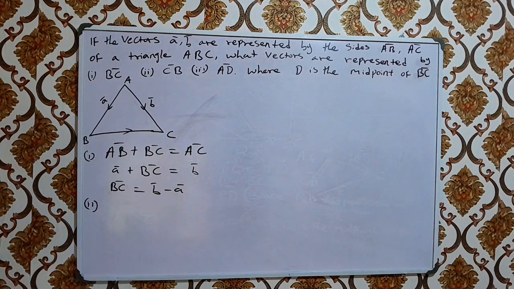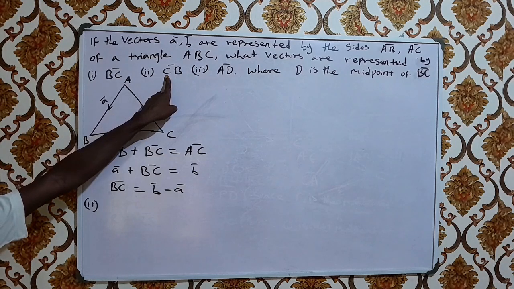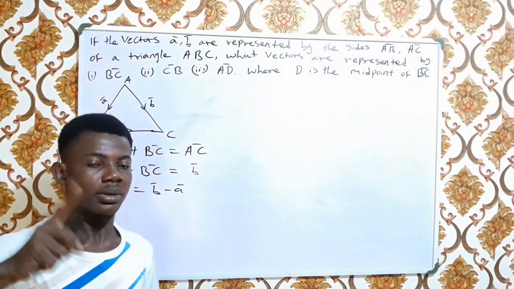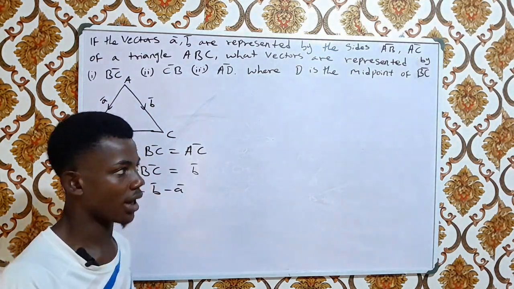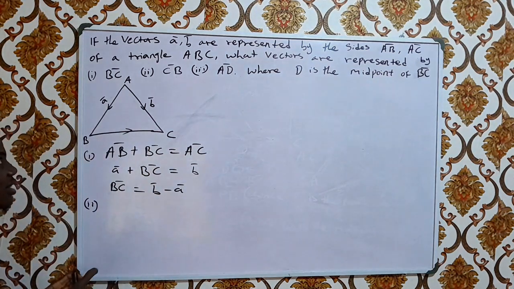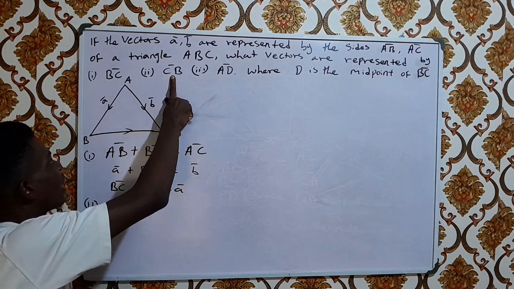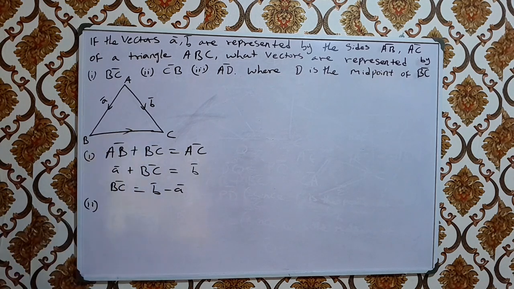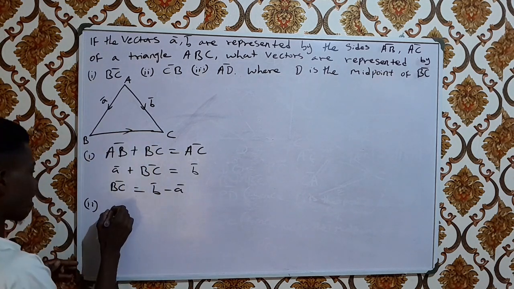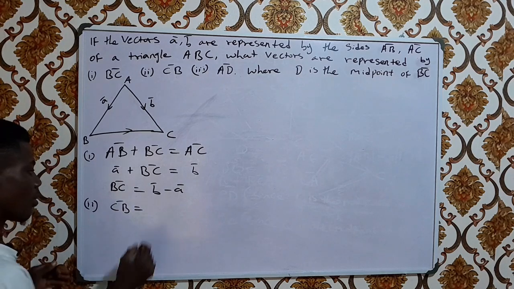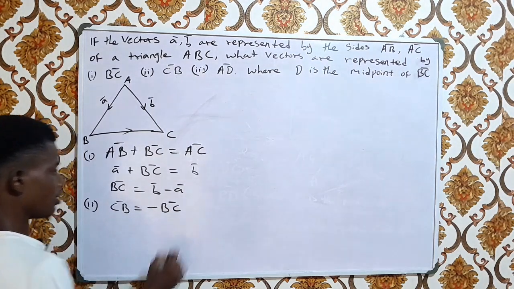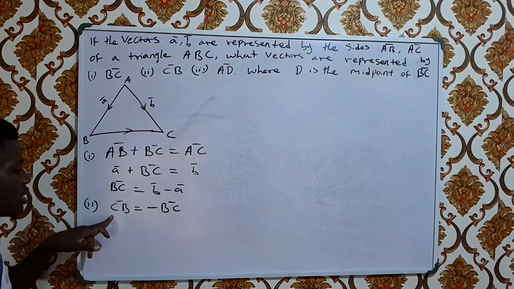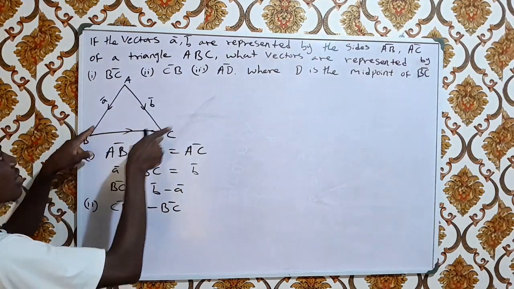The second one, we are asked to find CB. From our vector episode 1, negative vectors, you can see that this is the negative side of this, under the same diagram. So we can now say that CB is equal to negative of BC, from the law of negative vectors. This is equal to negative of this because they are not moving in the same direction.